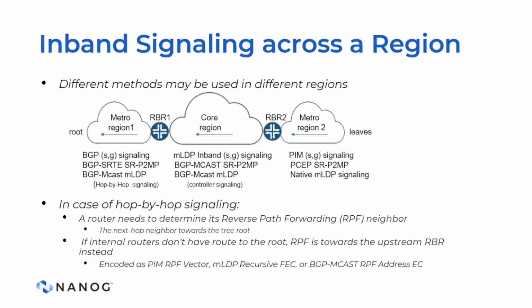And for that, if PIM signaling is used, then the PIM RPF vector can be used to encode the upstream RBR. If it's MLDP signaling, then the MLDP recursive flag can be used. These are all existing RFCs. Now, for BGP-MCAST signaling, similarly, we introduced this RPF address extended community to encode the same information.